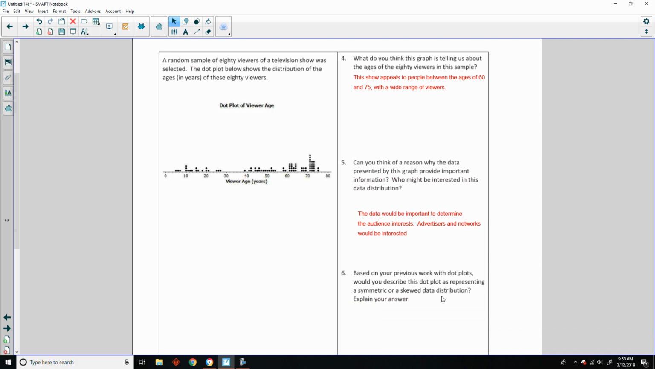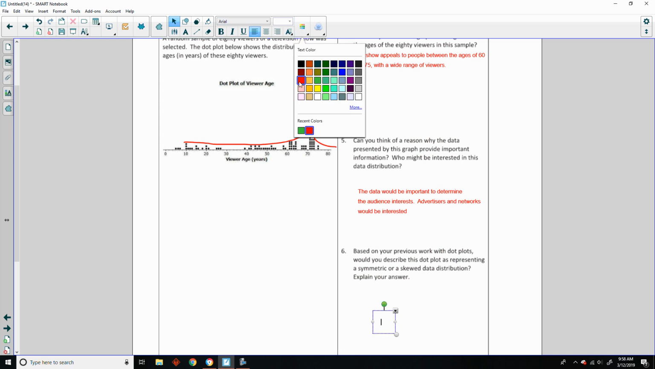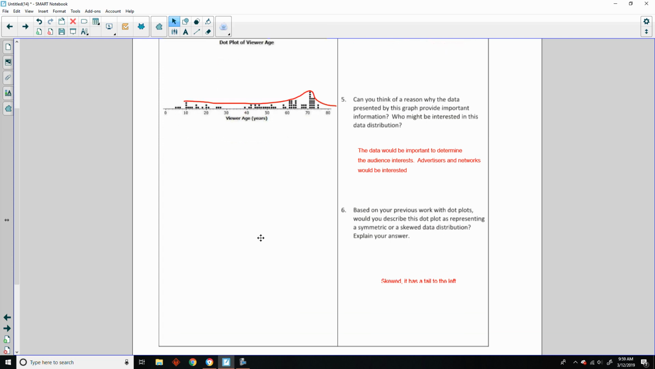Number 6, based on your previous work with dot plots, would you describe the dot plot represented as symmetric or skewed? Okay, again, if I were to draw a trend line here, it's kind of trailing off over here, then it curves up, and then it goes down like that. So I would say that is skewed. It has a tail to the left. Okay, so it is skewed. It has a tail to the left.